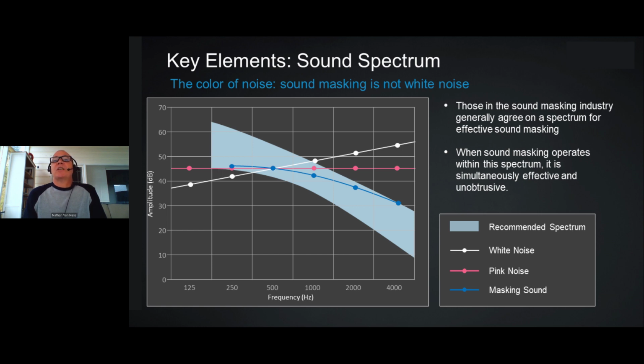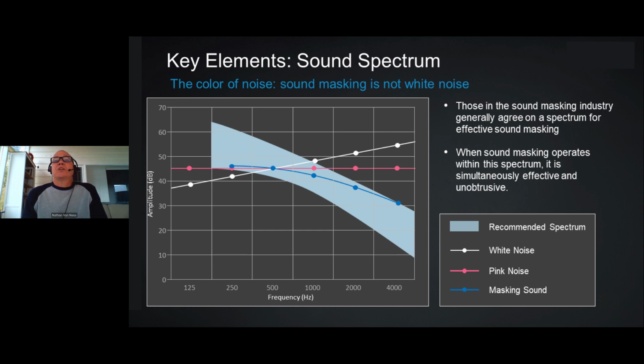And when talking about sound spectrum, what we really mean is the right sound. You've probably heard of sound masking being called white noise or pink noise, which are shown here on the graph. And it's fine to call sound masking either white or pink noise for conversations with most end users up to a point.